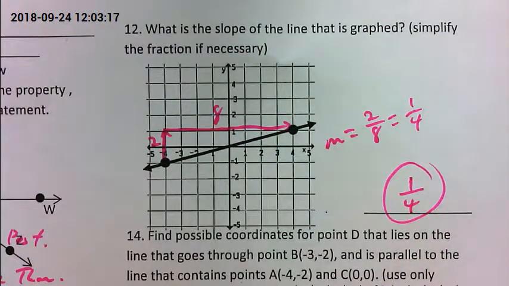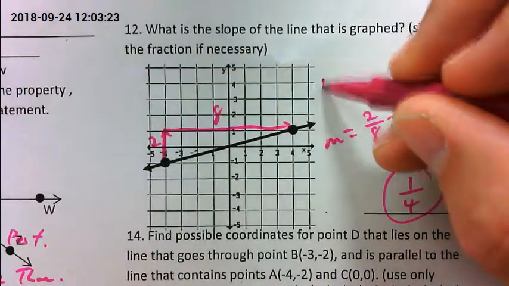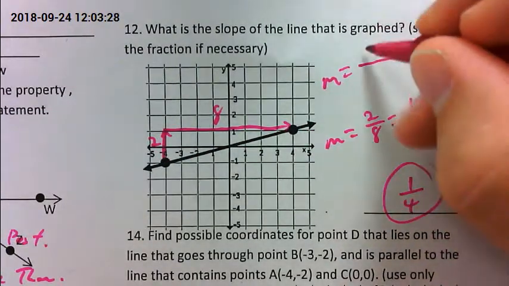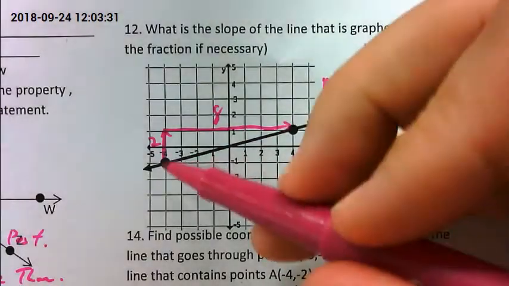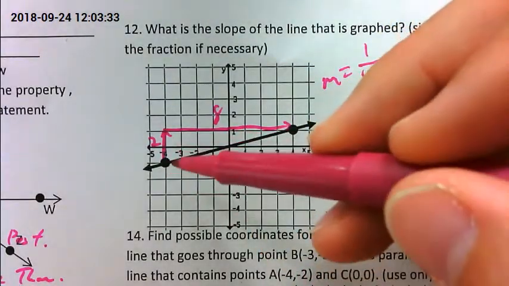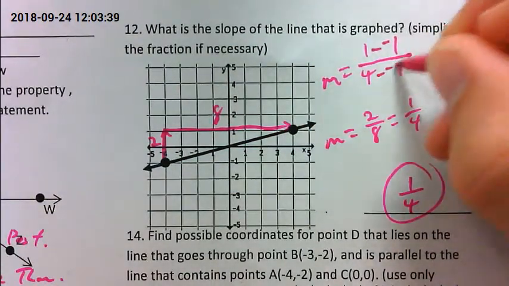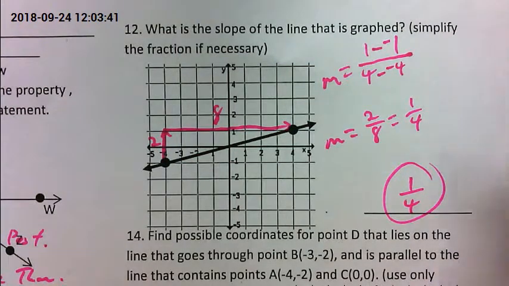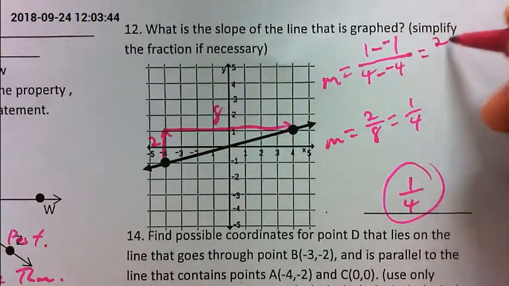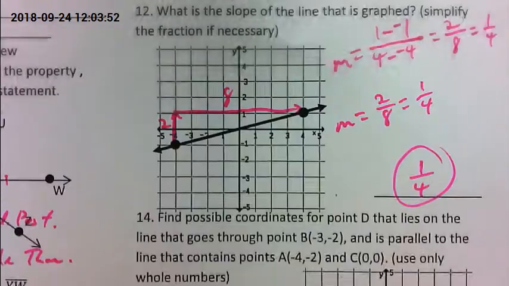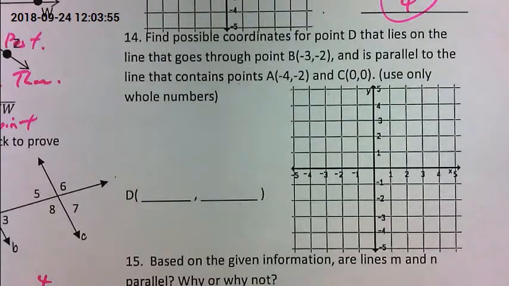So 1/4. Now, is that the only way you could have done that problem? No. Again, you could have also used your equation, right? So if you did the equation, this point was at 4, 1. So we've had 1 and 4. This point was at -4, -1. So -1 minus -4, over 4 minus -4. So here we would have had, again, 2 over 8, which also reduces to 1/4. Again, you can either look at the graph or use your formula.